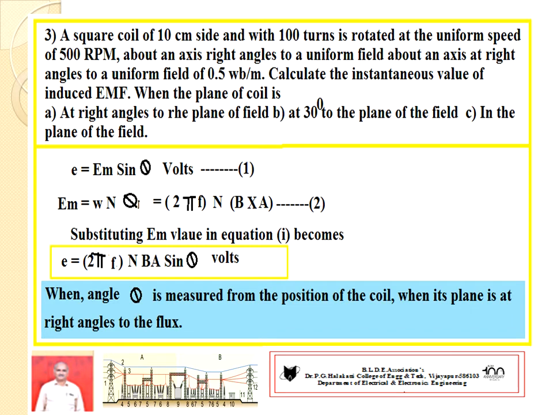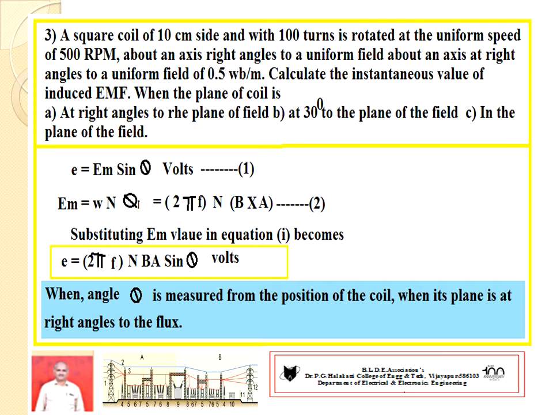Now, continuation of problems, one special type of problem. A square coil of 10 centimeter side with 100 turns is rotated at a uniform speed of 500 rpm about an axis at right angles to a uniform field of 0.5 Weber per meter square. Calculate the instantaneous value of induced EMF when the plane of the coil is: one, at right angles to the plane of the field; two, at 30 degrees to the plane of the field; number 3, in the plane of the field.